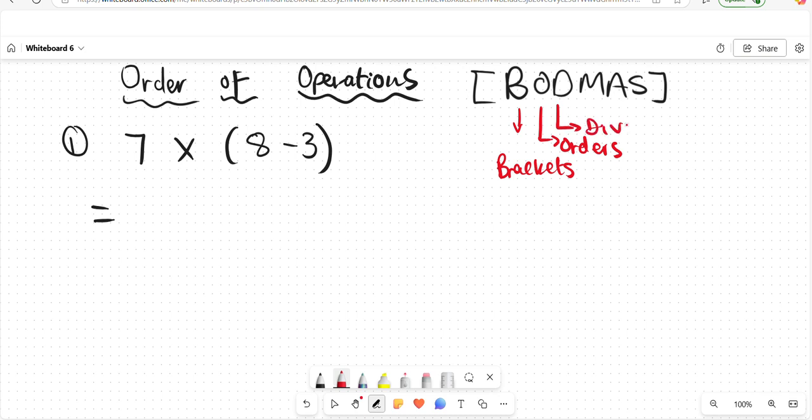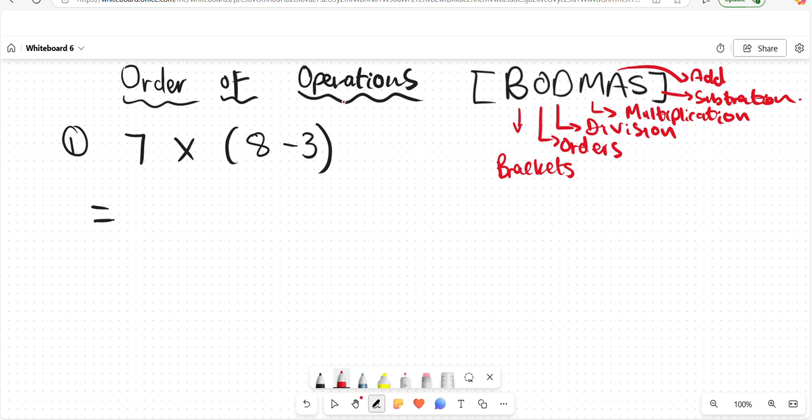The D stands for division. The M is multiplication. Then the A is addition, and lastly the S is subtraction. So that's what each of these things mean. So let's do the first one first.